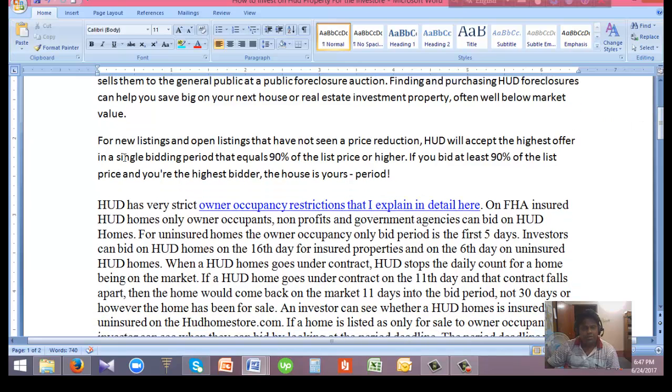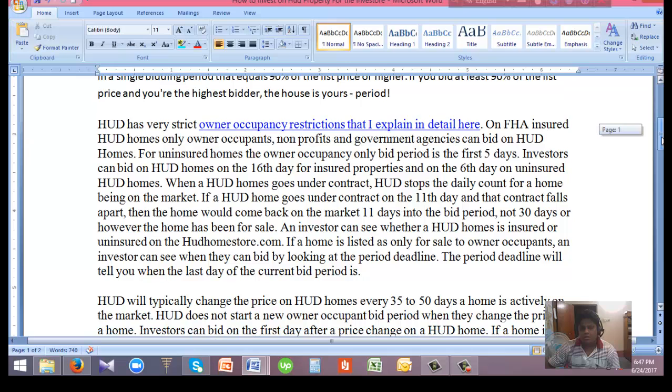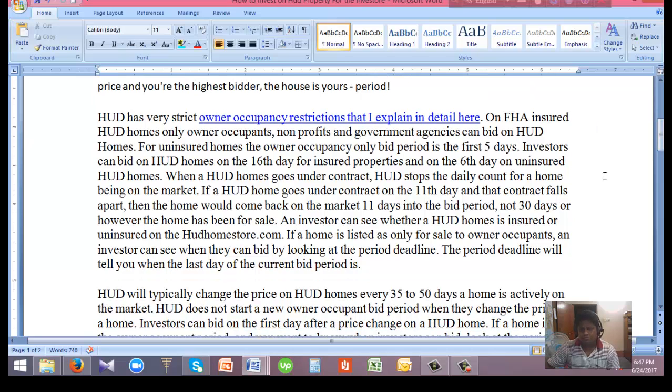For new listings, open listings, there are some features for listing of the HUD property. Here is the list criteria. For new listings, open listings that have not seen a price reduction, HUD will accept the highest offer in a single bidding period that equals 90% of the list price. If you bid at least 90% of the list price and you are the highest bidder, the house is yours.